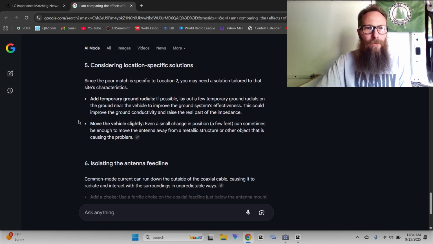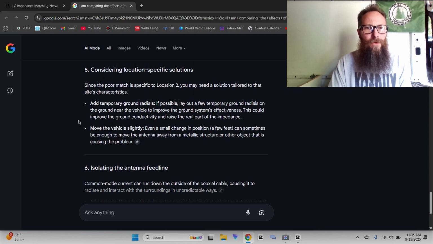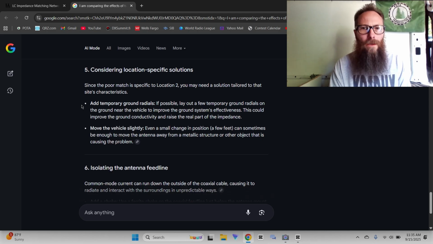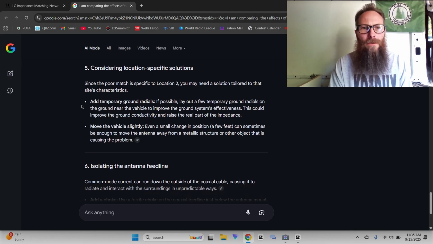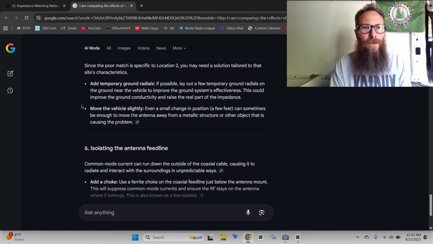And then number 5, and this is probably what I'll end up doing. I've done some experimenting here. Since the poor match is specific to location 2, you may need a solution tailored to that site's characteristics. Number 1 suggestion, add a temporary ground radials. If possible, lay out a few ground radials on the ground near the vehicle to improve the ground system's effectiveness. This could improve the ground conductivity and raise the real part of impedance.